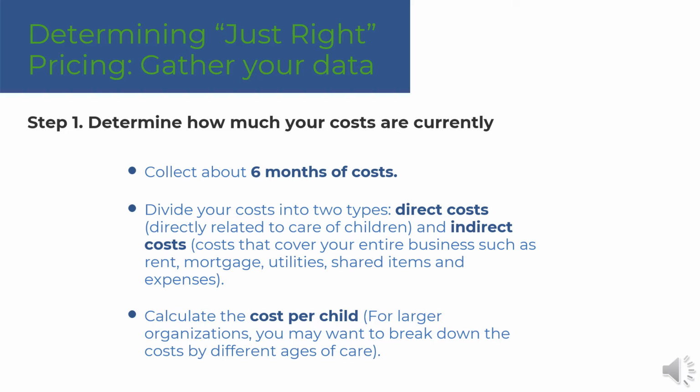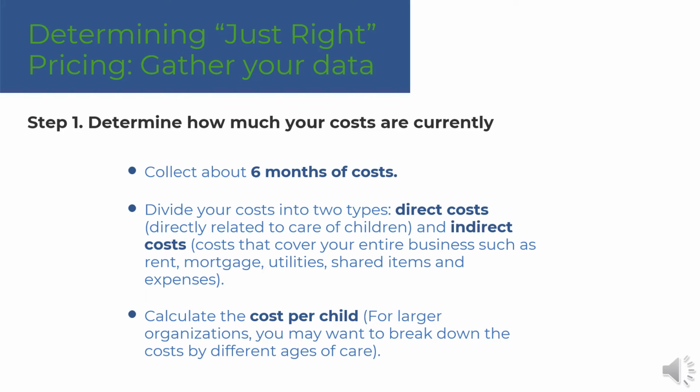Indirect costs are those that cover your entire business. In some cases, if you're a home-based business, a lot of these costs may relate to your home, such as your mortgage and utilities. If you're a center, these can take on a variety of things, not only rent, mortgage, and utilities, but also shared items and expenses like maintenance on the playground that is used by many different classrooms within your facility. Indirect costs can include the cost of running your operations as well, such as the wages for a financial manager or even an executive director.